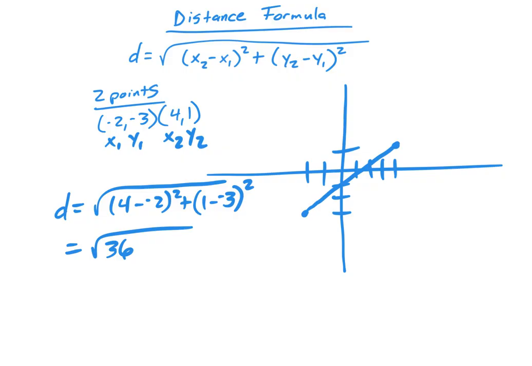6 squared is 36. 1 minus -3 is 1 plus 3, which is 4. 4 squared is 16. And that gives us the square root of 52. Okay? That doesn't mean a whole lot, probably.